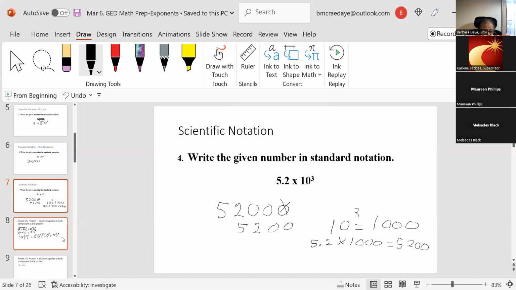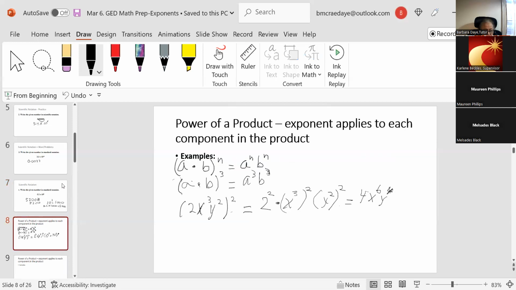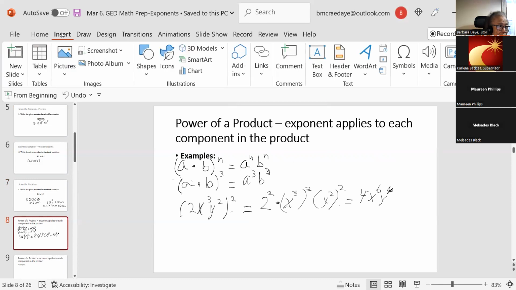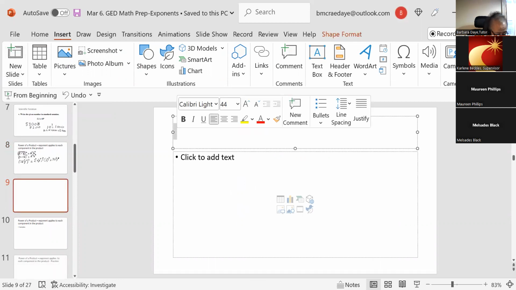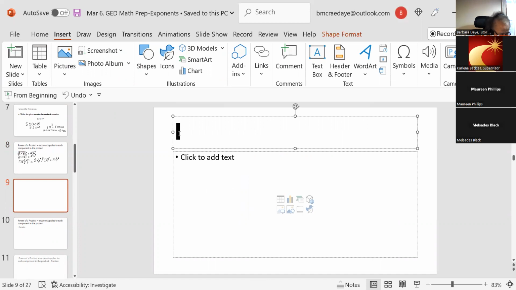All right. Now before we go to that, I want to do some more practice on this. So this is still scientific notation practice.